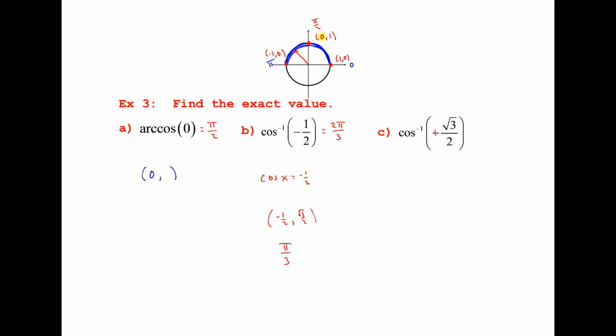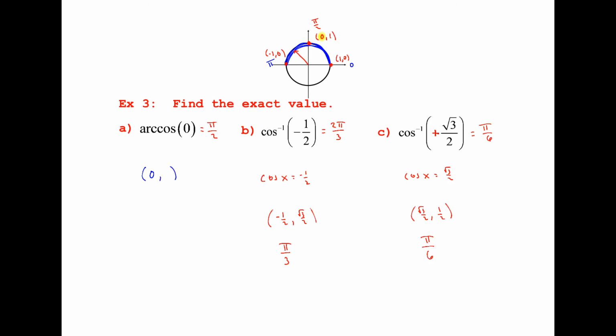For C, once again, I'm going to change this negative to a positive. Let's go ahead and look at the positive square root of 3 over 2. So what's the ordered pair? Well, let's first think cosine of x is equal to square root of 3 over 2. The ordered pair would be square root of 3 over 2 for your x. Y would be 1/2, which means you're looking at an angle of pi over 6, or 30 degrees. And since it is positive, it will be in quadrant 1, so therefore your answer is just pi over 6.